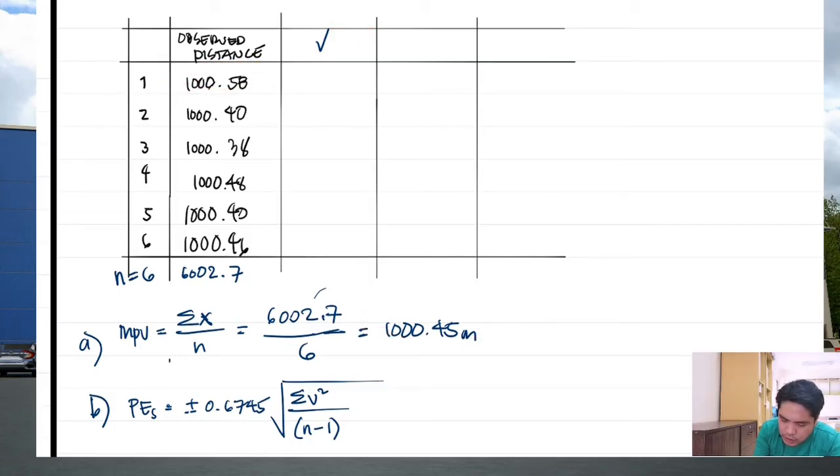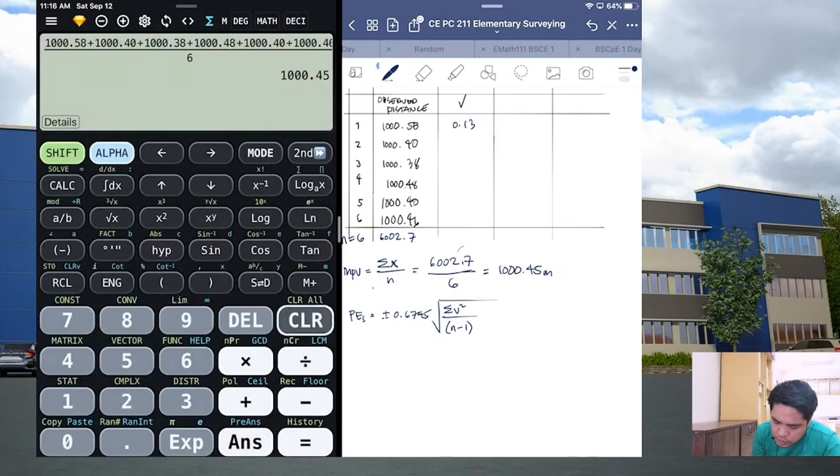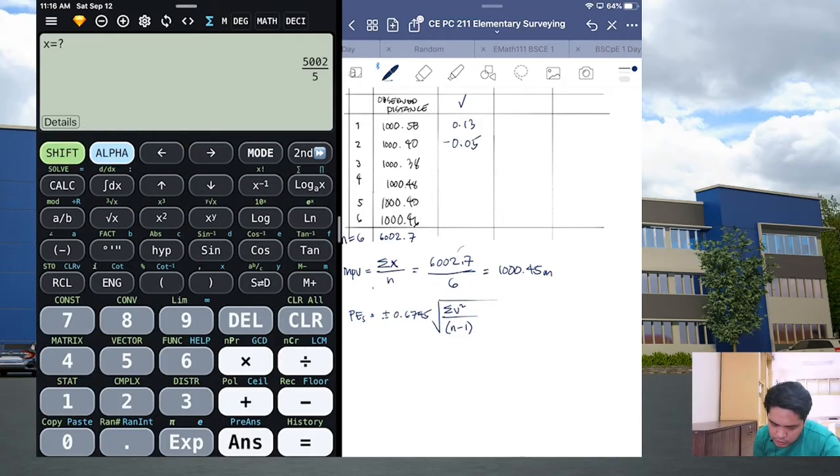So 1000.58 minus 1000.45 would be 0.13. We'll just use our calculator. What I will do here is set the variable x, because that is what we will replace, minus the MPV, which is 1000.45. So let's just calculate for 1000.58. Of course, 0.13. For 1000.40, that's negative 0.05. Then for 1000.38, that's negative 0.07. For 1000.48, that's 0.03.